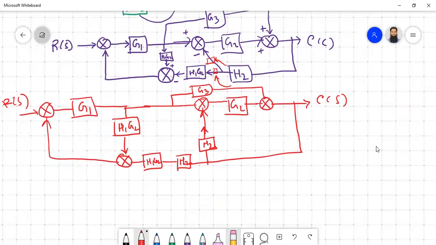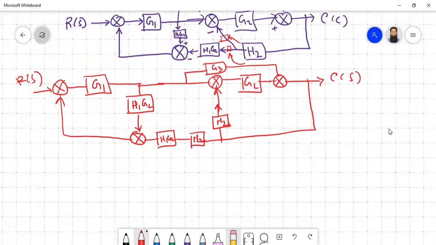So what you can do is basically, as you can see now, don't get confused about the signs. This was plus. This was minus. This is plus. This is minus. So definitely you can multiply these two. And also we can bring this junction to there, so we can have two separate junctions.